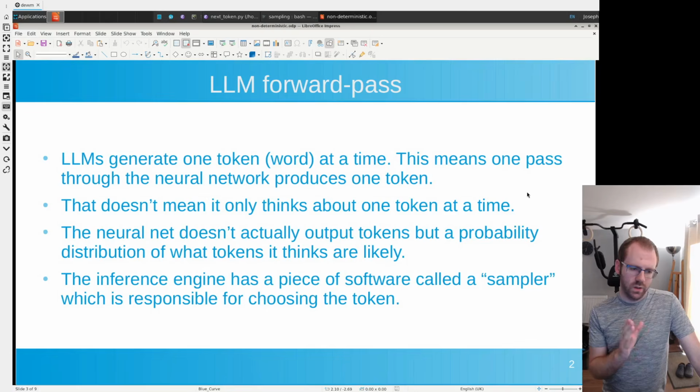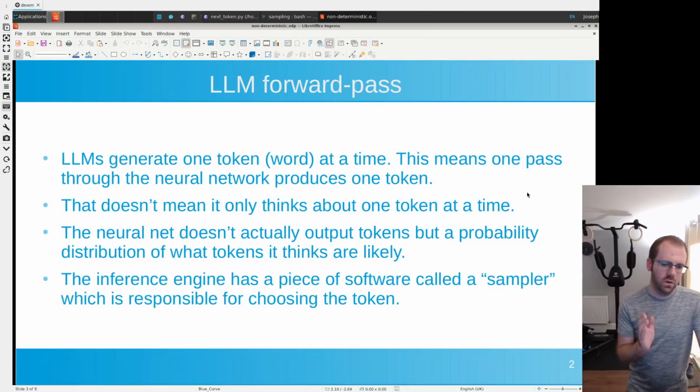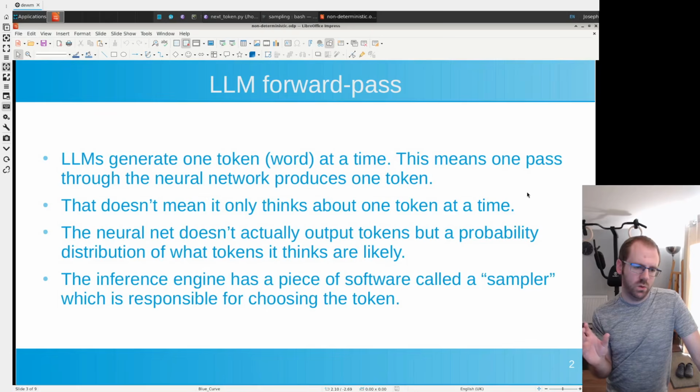However, the neural network itself doesn't actually output a specific token, it outputs a probability distribution of which tokens it thinks are best. So yeah, the inference engine is the piece of software that actually manages the neural network while it's running, and it picks the token, right? So it's got a piece of code called a sampler, which selects the next token.